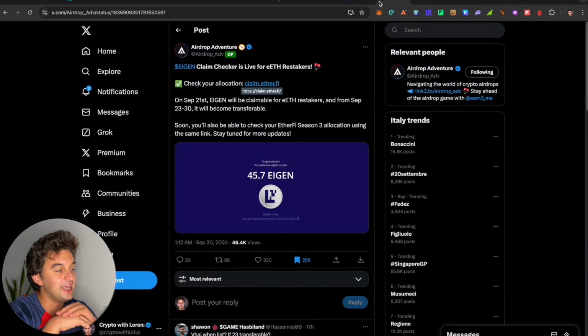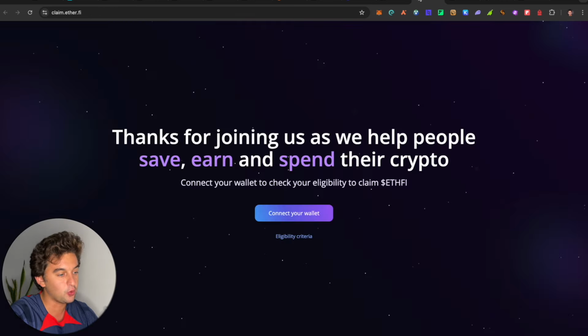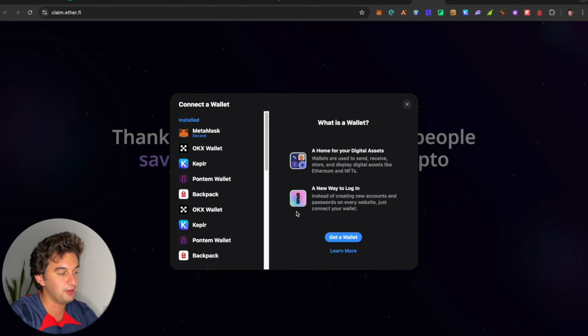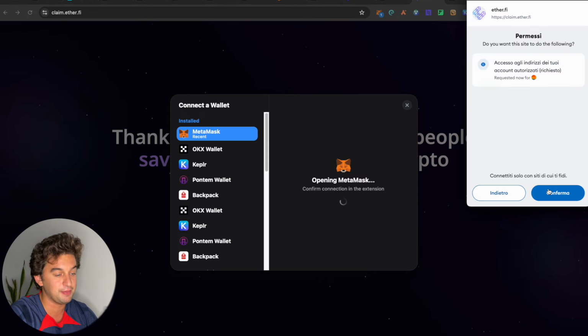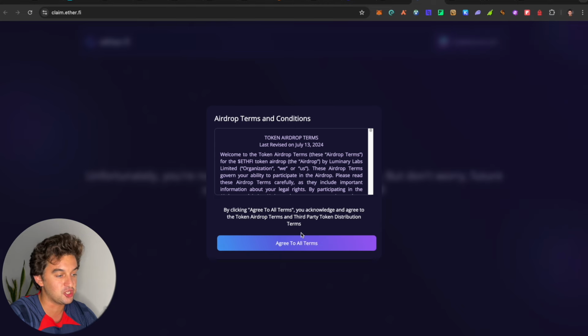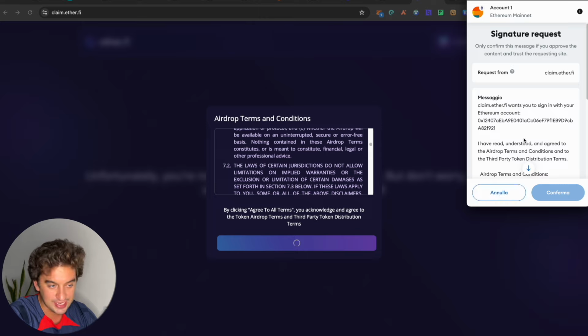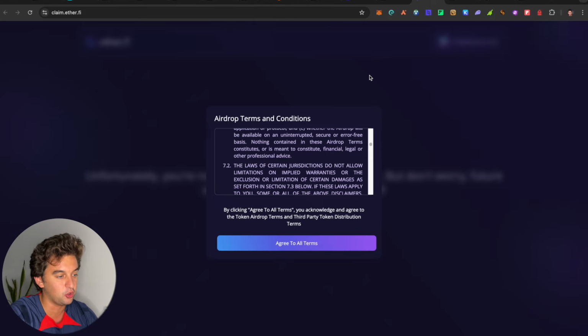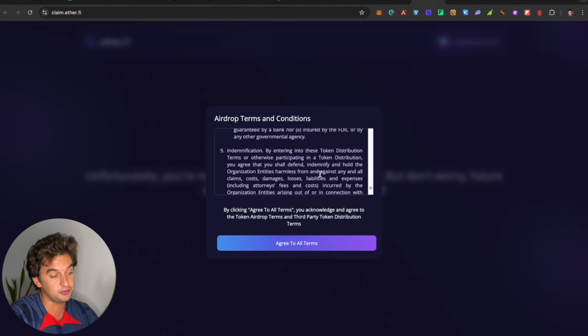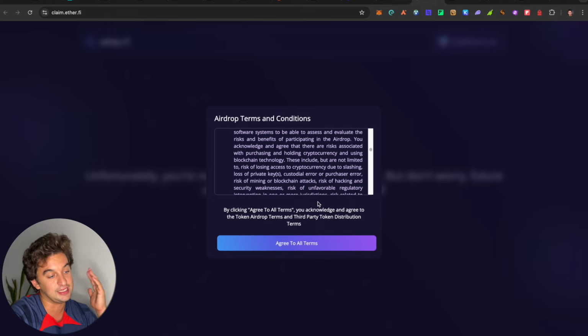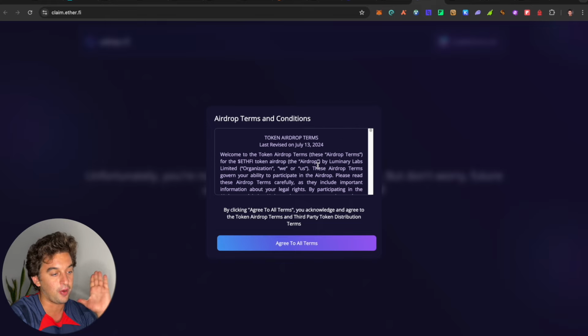We also have the Eigen Layer claiming checker now live for the Ethereum ETH restakers. You can go and check your allocation over here. Simply connect your wallet, for example, with my MetaMask, which, once again, I am not eligible for because I did not participate in it, nor did I do anything with this Ether, but I will leave you the link down below. Accept the airdrop terms and conditions. They focus a lot on where you are resident, and it is not for US people.